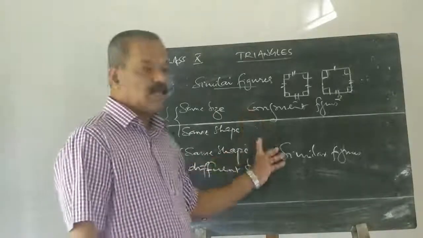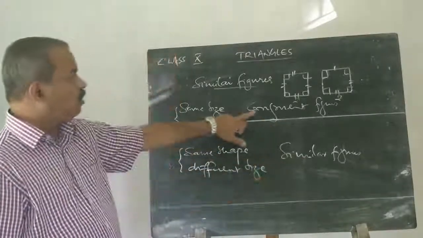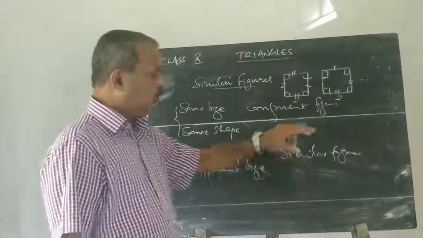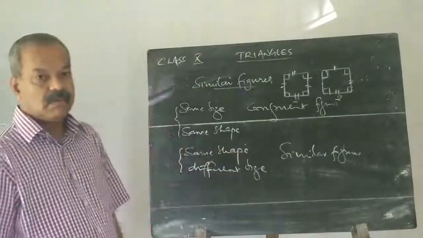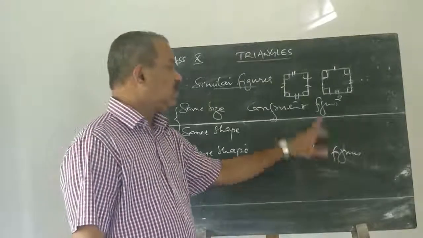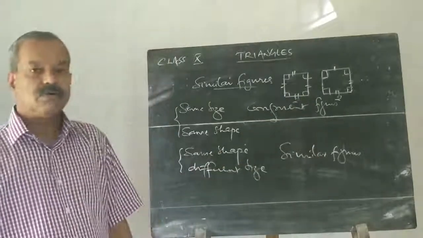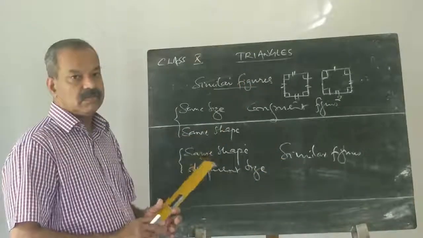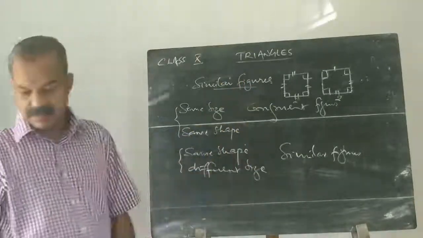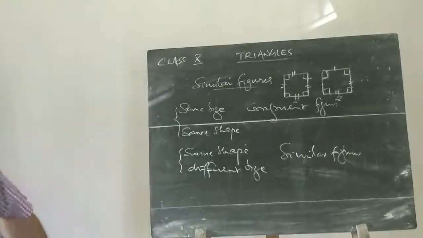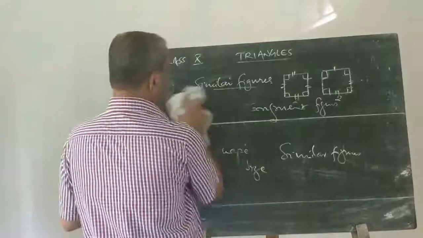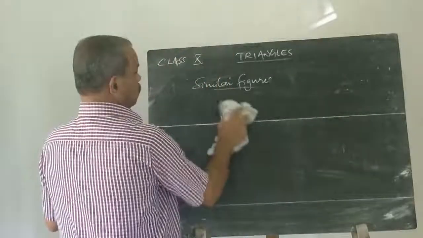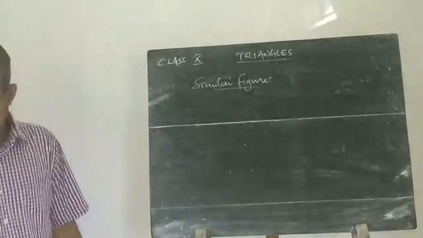From this it is clear that all congruent figures are similar. But all similar figures are not congruent. To study this deeply, let us consider the properties of congruent figures and similar figures.